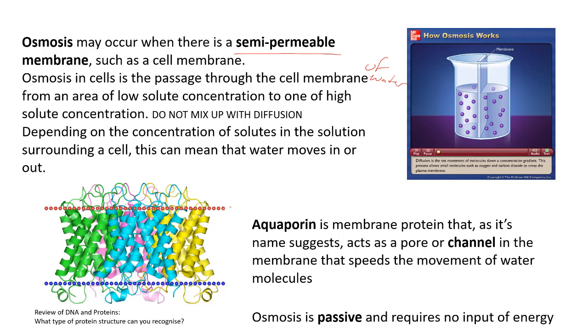So an example here, I've got a diagram here of a protein complex. These red dots are phospholipid heads for the outside, and these blue ones are phospholipid heads for the inside. So you can imagine they've got their legs on as well, coming in like this, 2 legs per head. Can't draw very straight with this thing. Aquaporin, aqua meaning water, porin meaning like a pore or a hole, is a membrane protein that acts as a channel in the membrane that speeds the movement of water molecules.